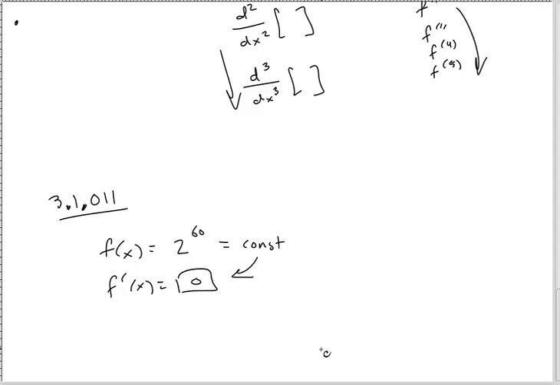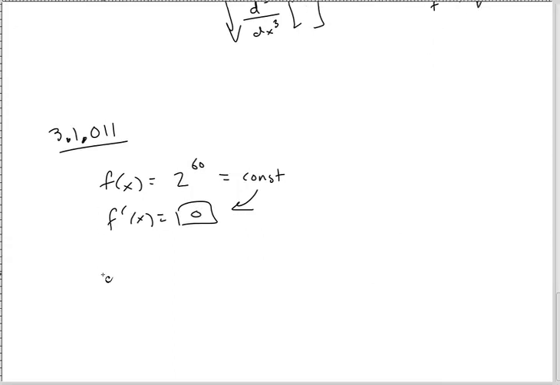I guess I could prove it to you, but not with 2 to the 60 because that's just too much. But think of it just like it's just a number. The derivative of a number is just 0. So let's do that. I guess I want to do the next problem, and I want to show you why that happens. For right now, just put a 0, and that's okay.